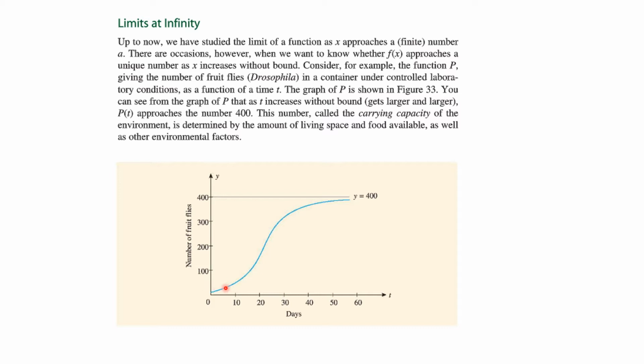So what happens is they multiply and they're growing, but then they start being constrained by their environment, and there is a limit here, and the limit is called the carrying capacity of the environment, and it's determined by the amount of living space and food available, as well as other environmental factors. This S-curve is a very famous curve, and we'll discuss that more later.